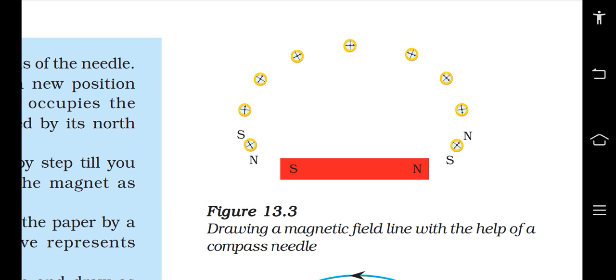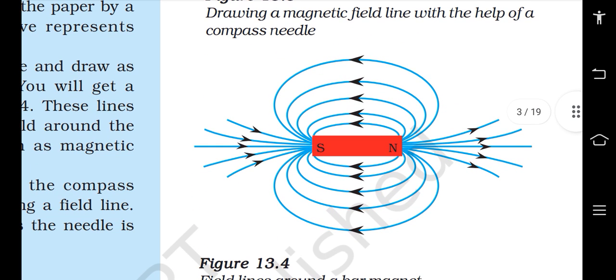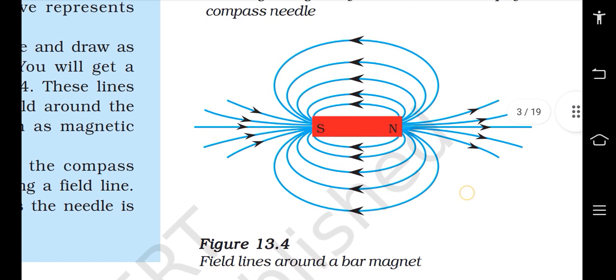Okay, do this activity again and again. Then what will happen? You will reach near the south pole of that bar magnet and join all these points. Then what will you get? One line you will get, and this line we call magnetic field lines. Okay, and we can draw so many magnetic field lines around the bar magnet, as they have shown in figure 13.4.